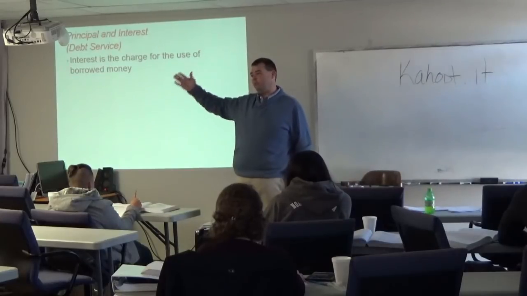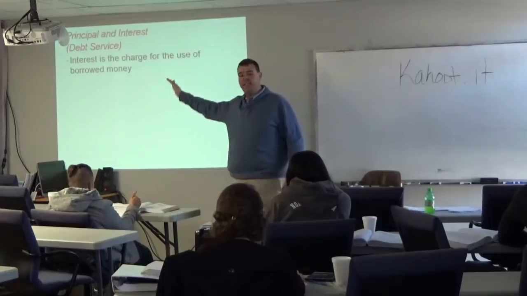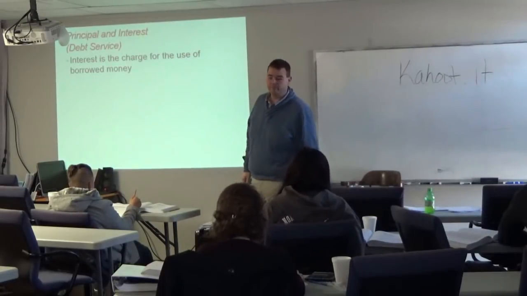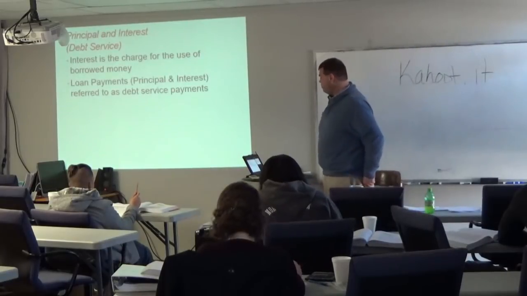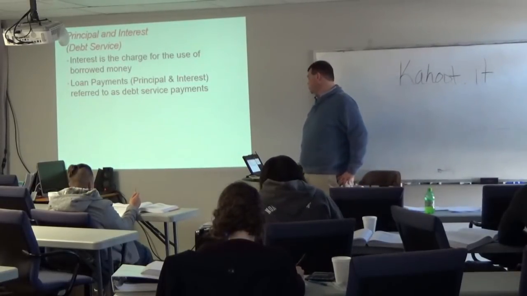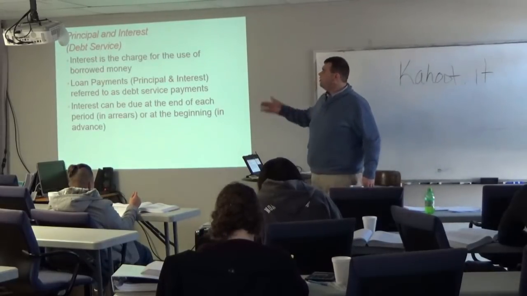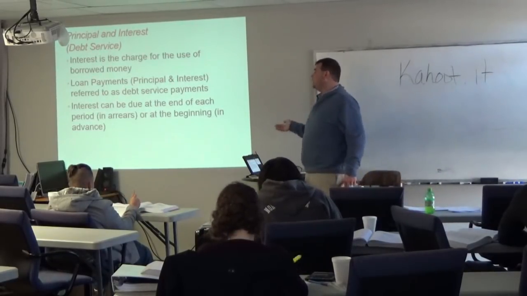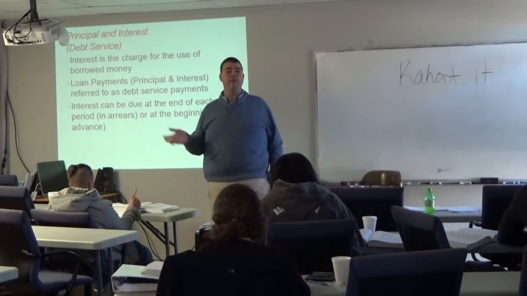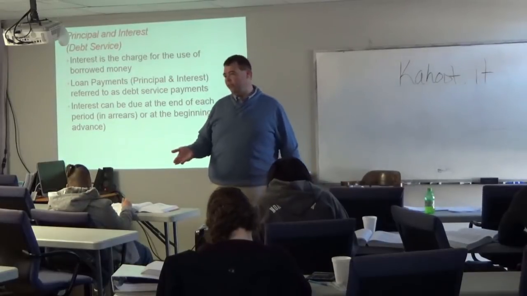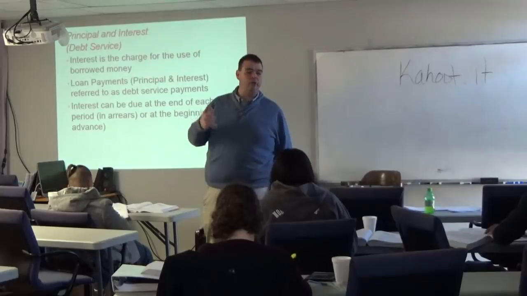So as the principal starts to decline, the interest starts to decline, but the payment stays the same, so the balance tips at a certain point. Does that make sense? Okay? So interest is a charge for the use of borrowed money, and we call the payment of the principal and interest together the debt service. It says here that interest can be due at the end in arrears or at the beginning in advance. Here's what I want you to circle, in arrears. Because on a test, you're always going to deal with interest in arrears.